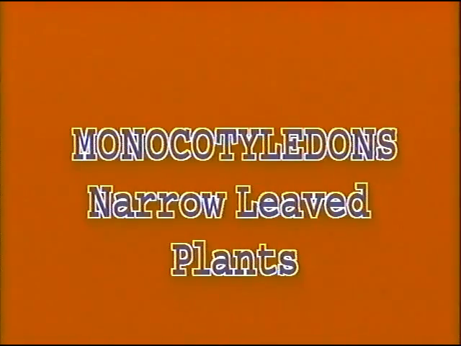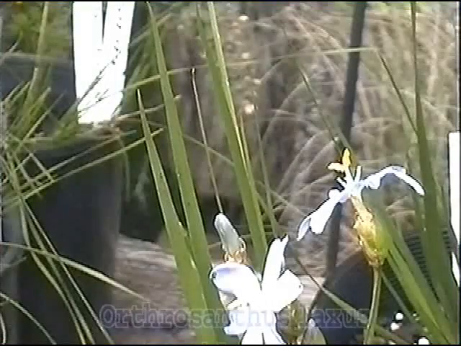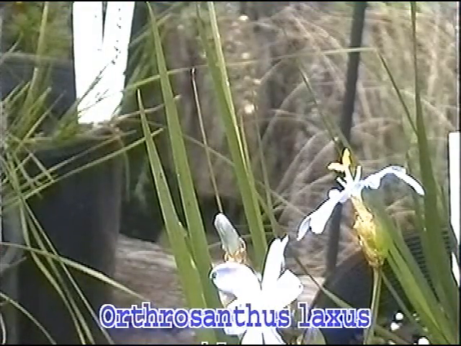This section of the video deals with small bushy, clump-forming plants with narrow leaves. As a group, they're known as monocotyledons. Orthrosanthus are small clump-forming plants. The foliage is grass-like and the flowers are small and look a little bit like an iris.